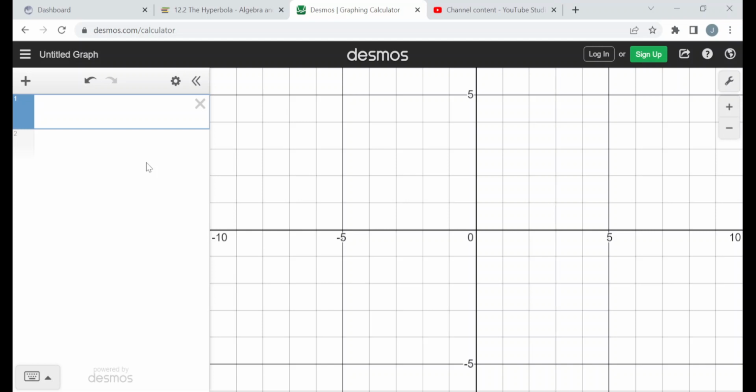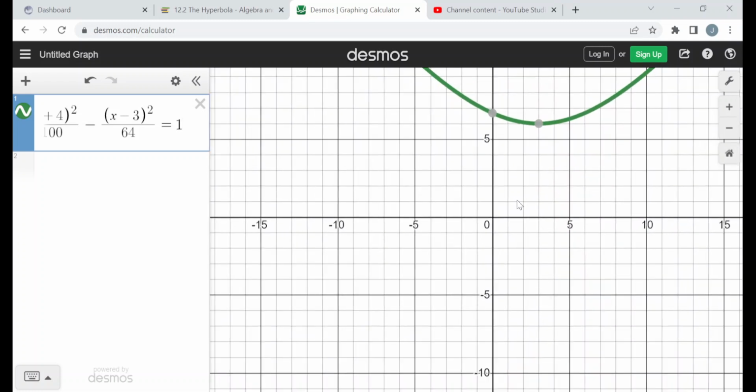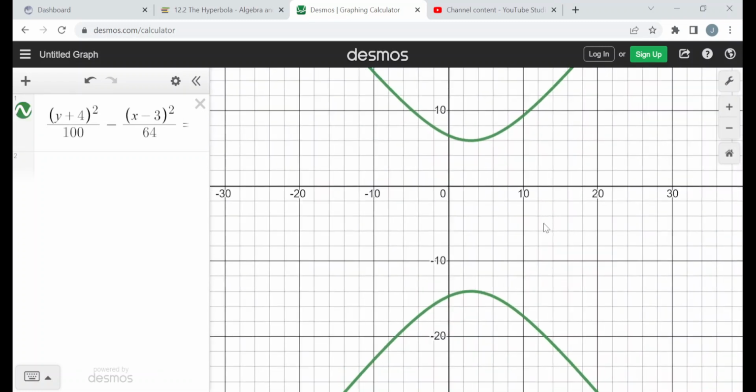Alright, so the equation they gave us was the quantity y plus 4 squared divided by 100 minus the quantity x minus 3 squared divided by 64 equals 1. And here it is. See the curves opening up and down there. There's the two curves of your hyperbola. And I said the vertices were at (3, 6), and there's (3, 6). And the other vertex I had was at (3, -14). Hey, all right. So it looks good so far.